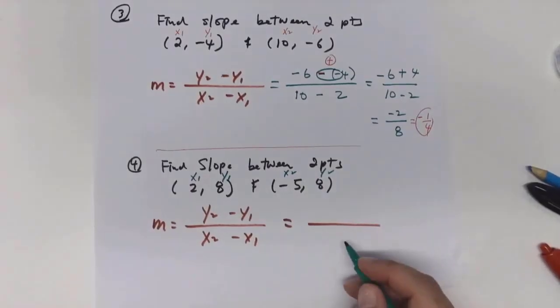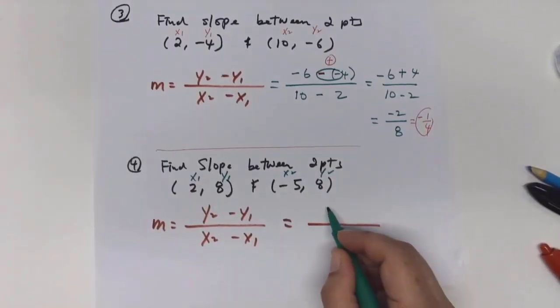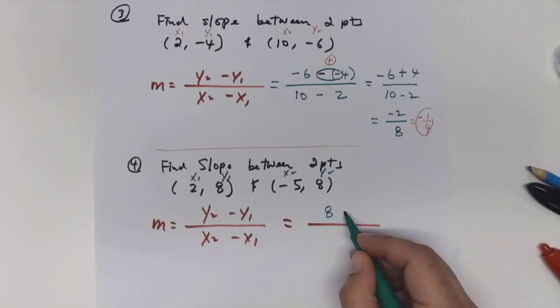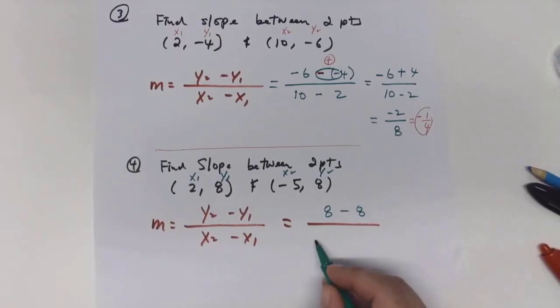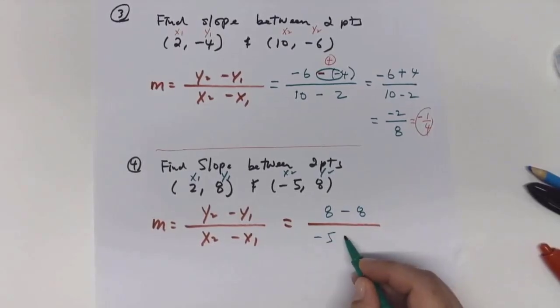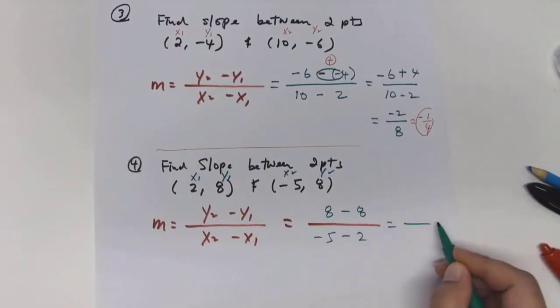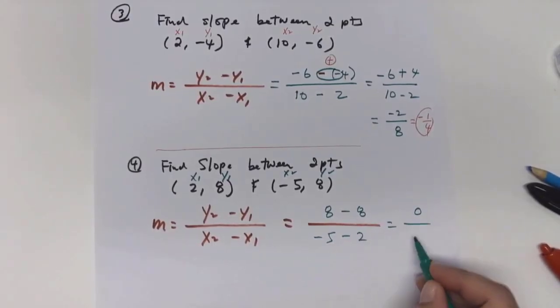Okay, what's on top? 8 minus 8. At the bottom? 8 minus 2. Okay, so 8 minus 8 is 0. Bottom we have negative 6. Yes.